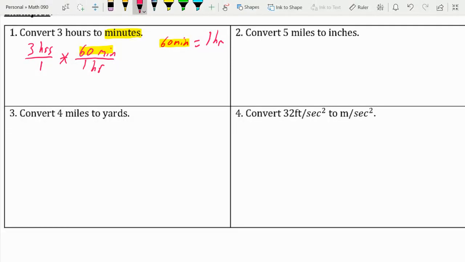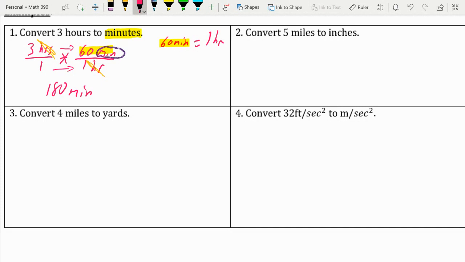Now the reason why the hour went on the bottom is, if we look at this, think about cross canceling hours and hours. We're cross canceling there. So what unit am I left with? I'm left with minutes. That's the unit I'm left with. When you're multiplying fractions, you hopefully remember you're multiplying straight across. Well, 3 times 60 gives me 180. And the units I'm left with are minutes because these hours canceled each other out.